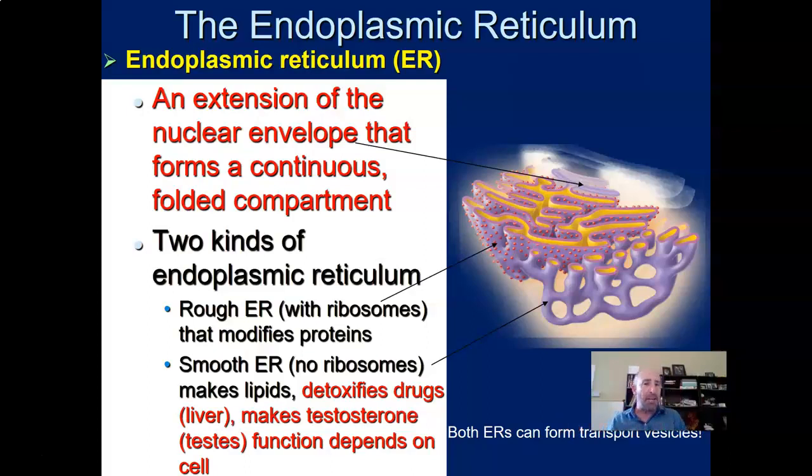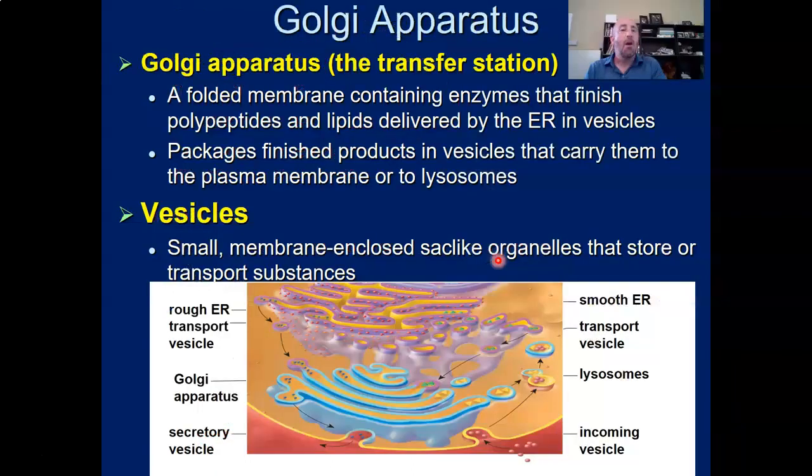So, endoplasmic reticulum, to summarize, rough ER has ribosomes, modifies proteins. Smooth ER makes lipids, no ribosomes. Okay, we move to our third and fourth parts of the endomembrane system, the Golgi apparatus and vesicles.